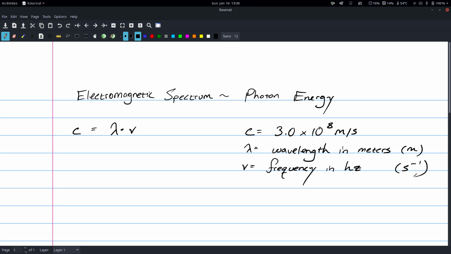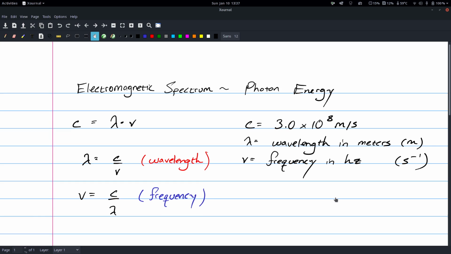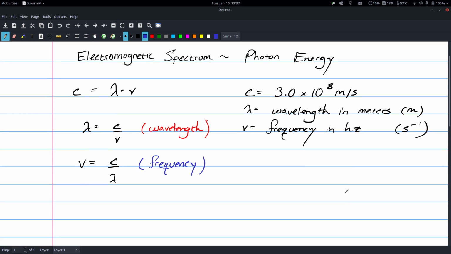So if you just had a basic wavelength problem, you would just have to rearrange this equation. So to calculate wavelength, you have c over v, and to calculate frequency, you have v equals c over lambda. So I'll label those real quick. So this will get you wavelength, and this will get you frequency. You just have to make sure that everything's in the appropriate units, or you're going to get the wrong answer. All right, so if you need a second to copy any of that, feel free to pause the video, but I'm going to keep moving.